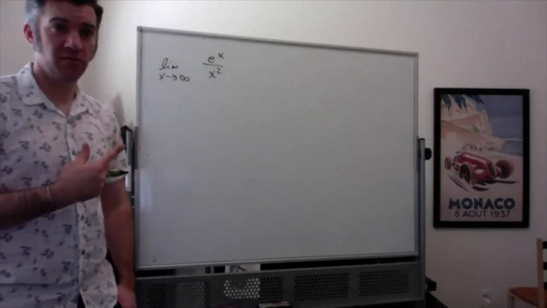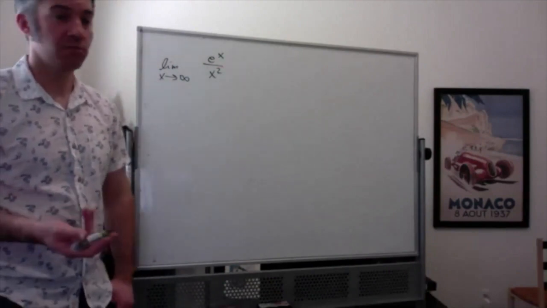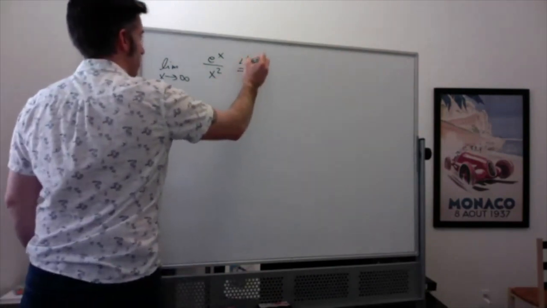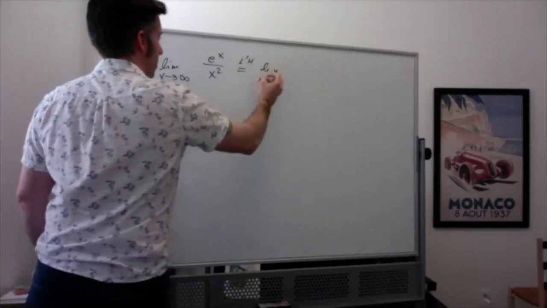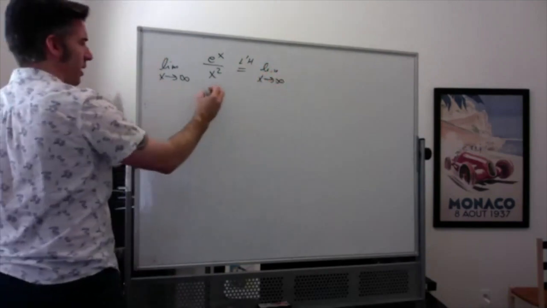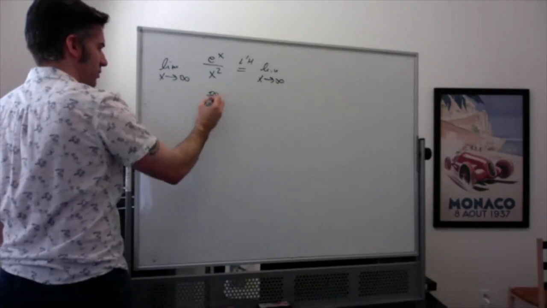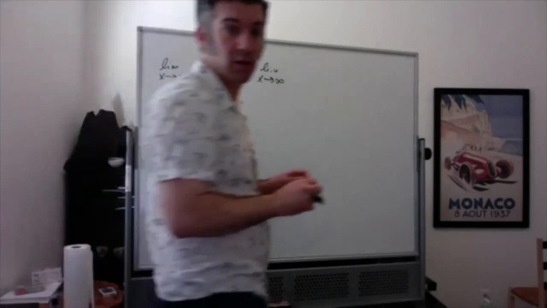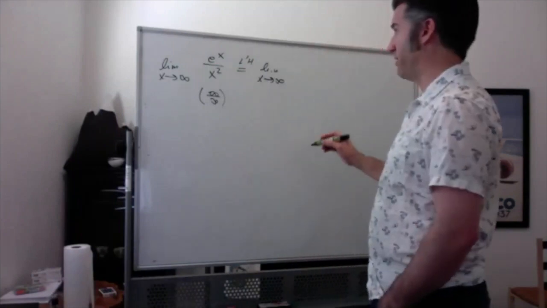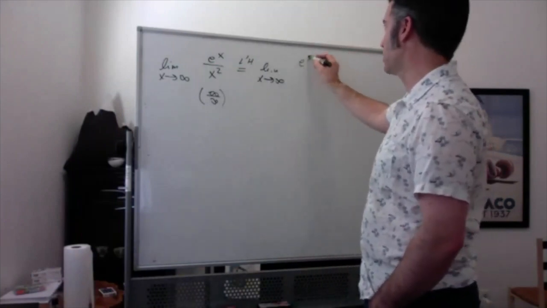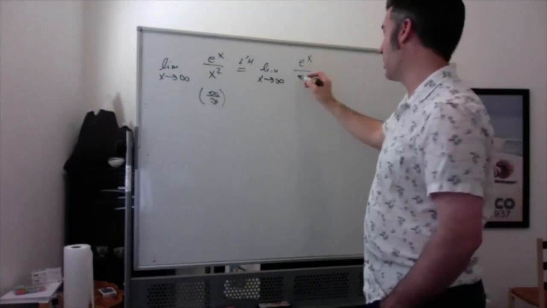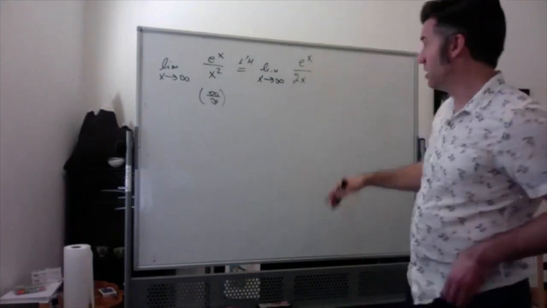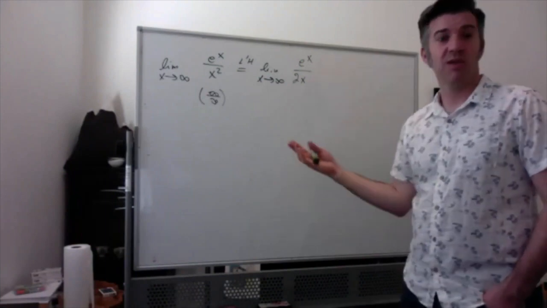Top's going to infinity, bottom's going to infinity. So let's use L'Hopital's rule. Some people, when they do these, like to write infinity over infinity to remind themselves what's going on. I don't typically do that, but you're certainly welcome to. So let's see, if I take the derivative of the top, it's going to be e to the x. The derivative of the bottom is going to be 2x. If I try plugging in infinity, it's still infinity over infinity. So I do it again.